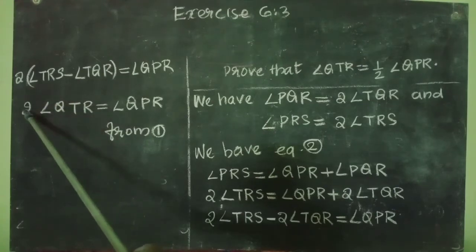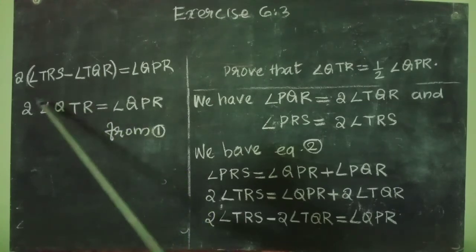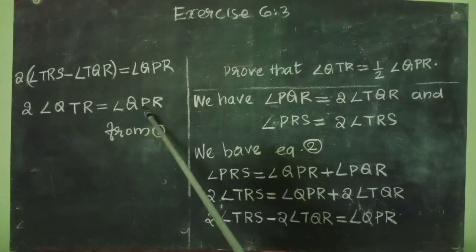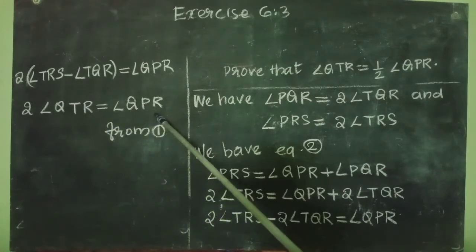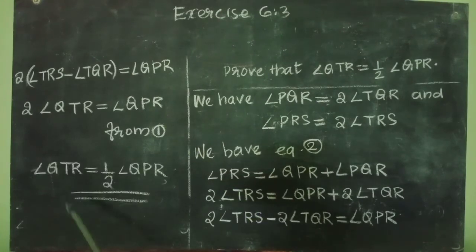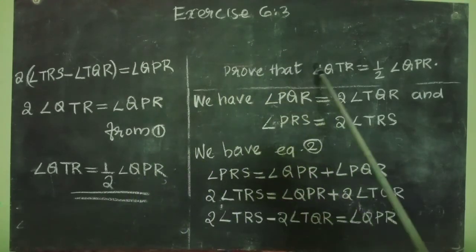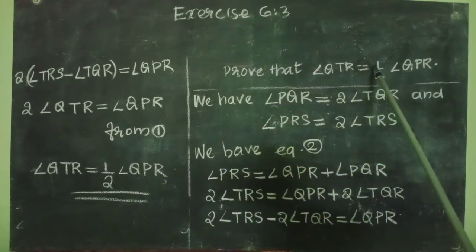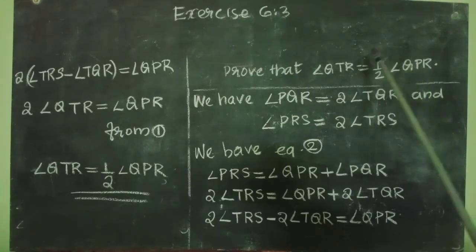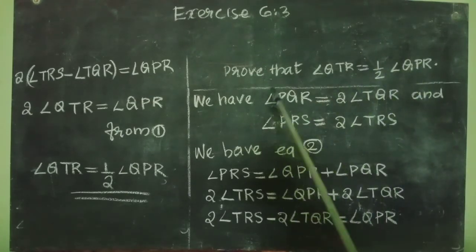Now we can take this 2 to the right side. Here it is multiplying, so when we take it to the right side we have to divide, so it becomes 1 by 2. So we get angle QTR equals half angle QPR. That was our question: prove that angle QTR equals half angle QPR. This is a question to prove.